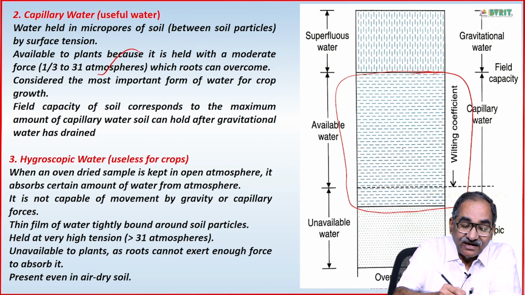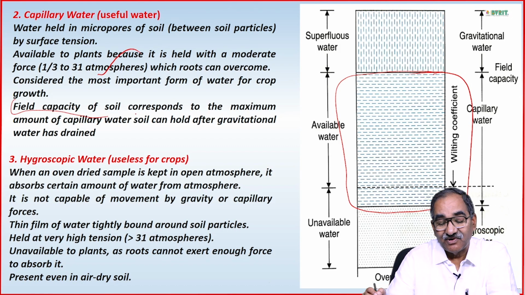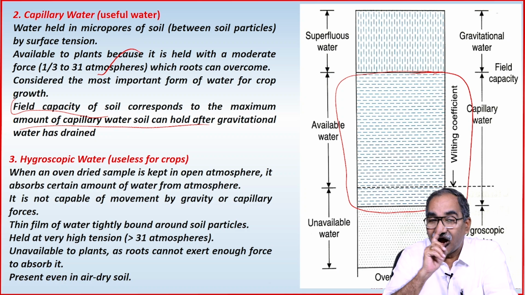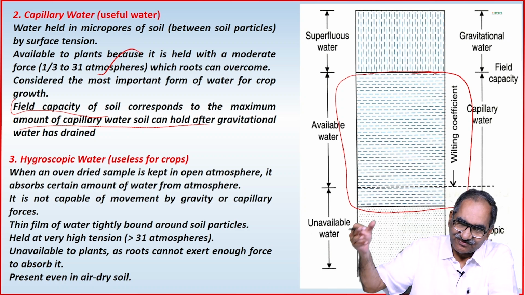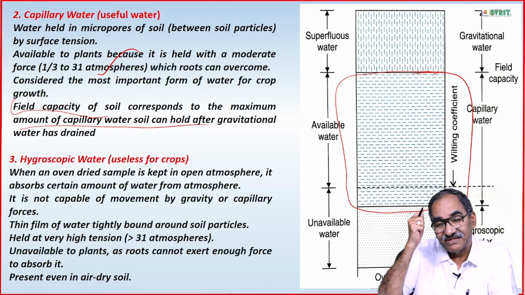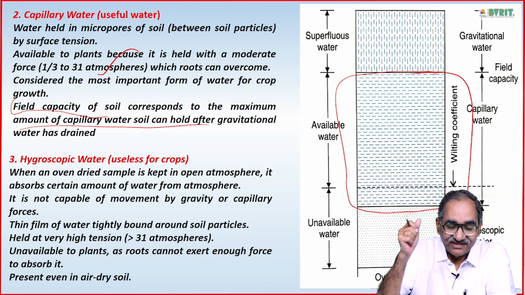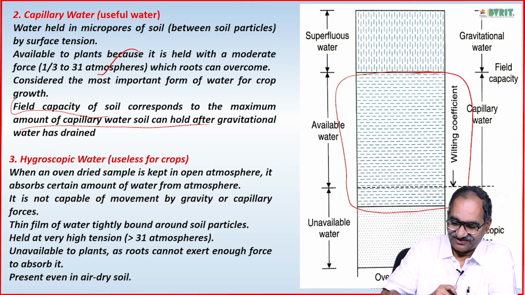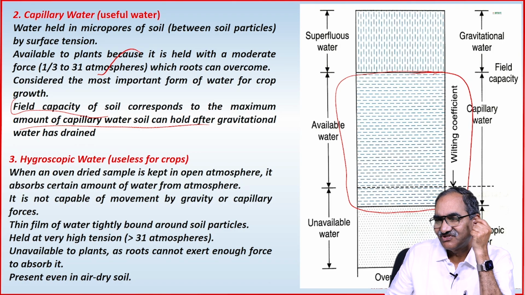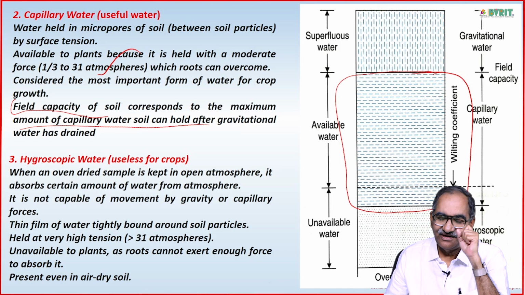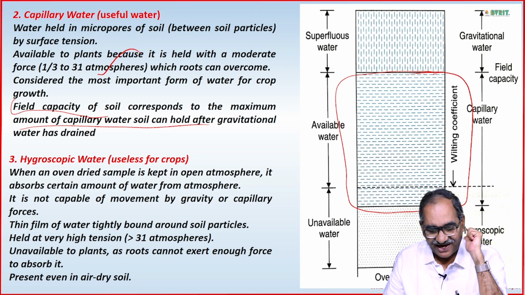The field capacity of a soil corresponds to the maximum amount of capillary water the soil can hold after the gravitational water has been drained. Gravitational water has to be drained. The capillary water, how much the soil can maximally hold, that defines the field capacity of the soil. Remember, the field capacity of a soil depends on the capillary water which the soil can hold, right? And that is the useful water for plant growth.